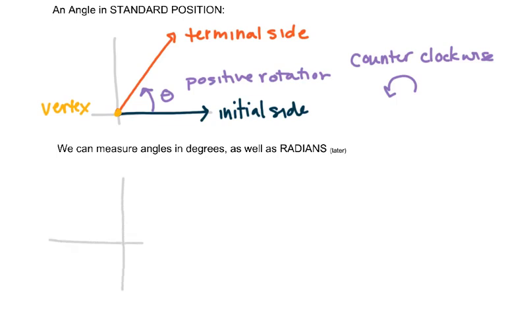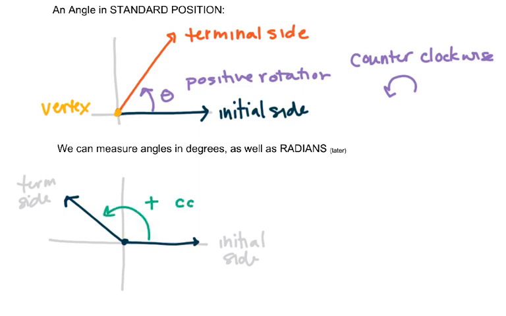Thinking about angle rotations, I could have some angle that looks like this. And we're still considering that we have an initial side as well as a terminal side. But what we're going to want to start to think about is that these angles can have both a positive counterclockwise rotation versus a negative angle rotation, which is clockwise.